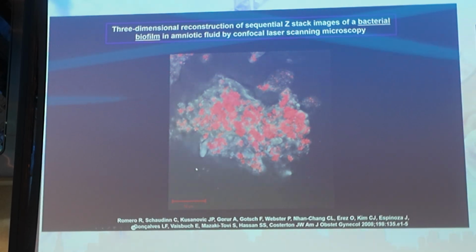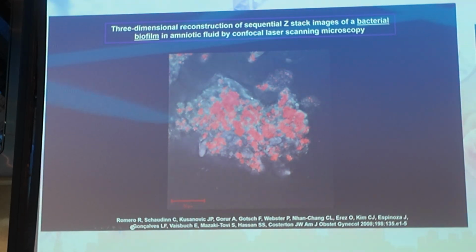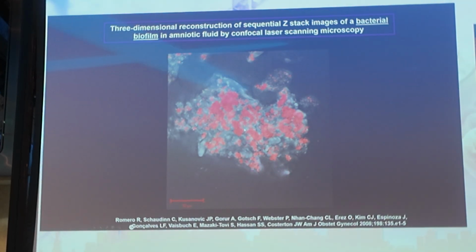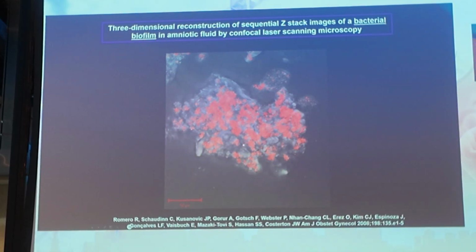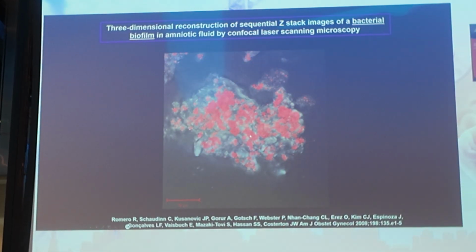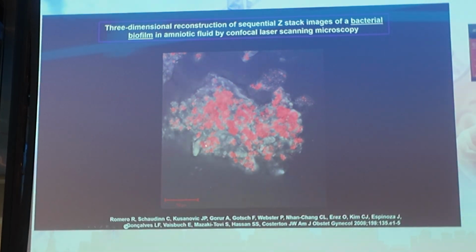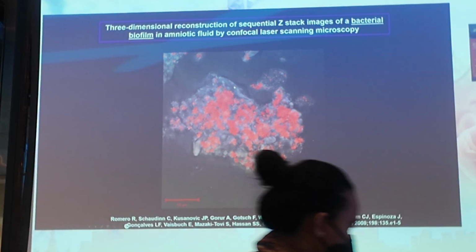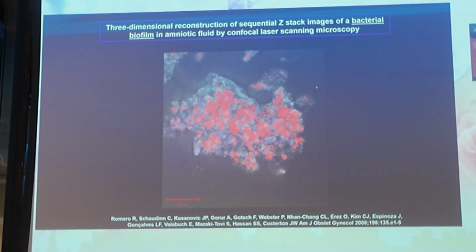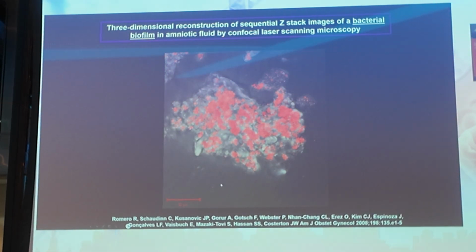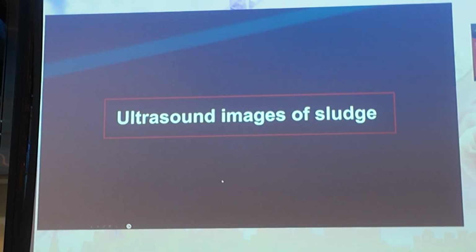So this is a sample of amniotic fluid. This is the sludge. This is in situ hybridization for 16S of bacteria. And you can see the bacteria in the middle. All of this gray material is polymeric substance protecting the bacteria from the amniotic fluid that has natural antimicrobial peptides, such as defensins.